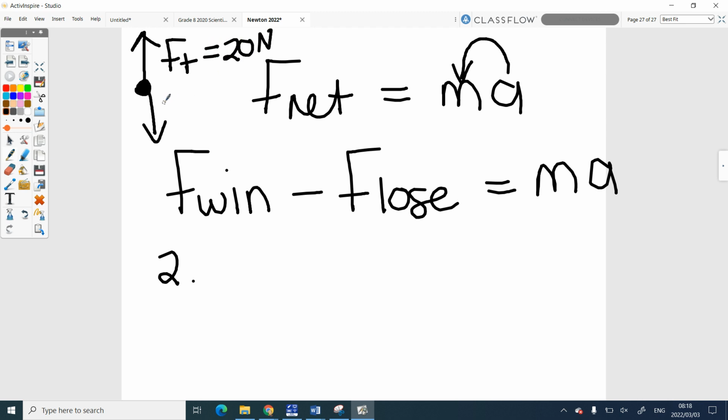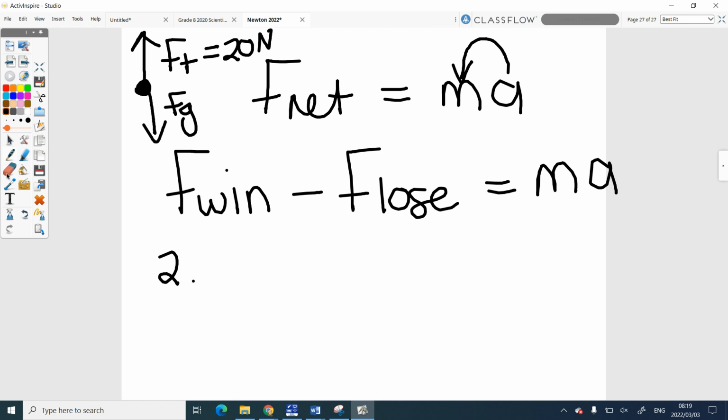What's pulling this rocket down? Oh, well, I put gravitational force. Do we have to worry about components? So you guys were right when you said FG. It's just FG. There's no components this time because it's straight down. So it's just FG pulling it down. Up, down. Which one is winning?